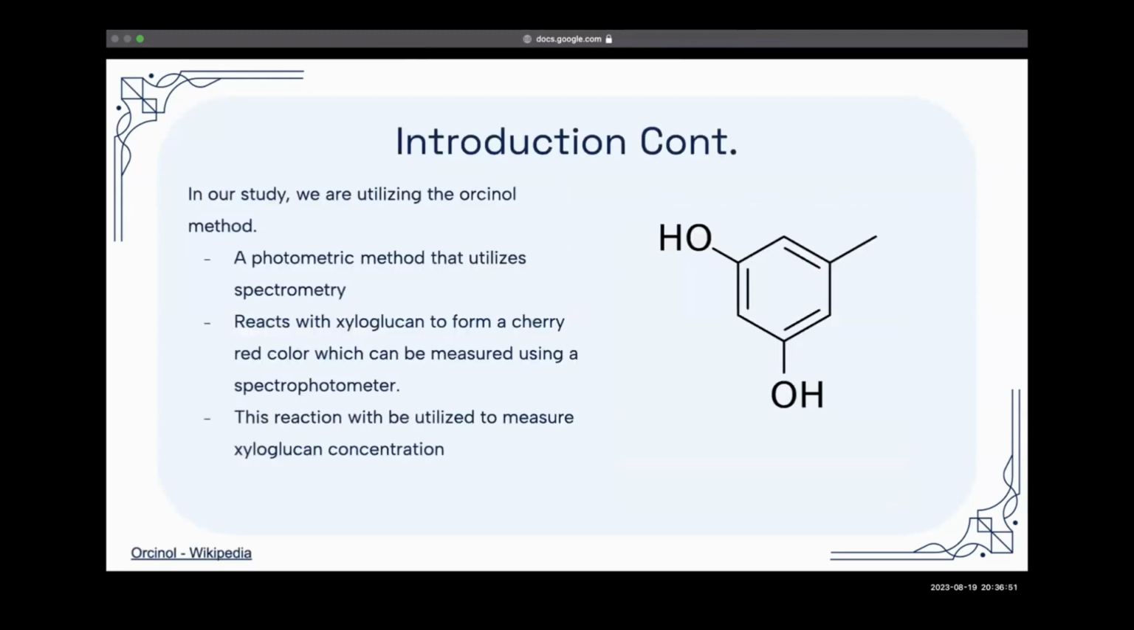In our study, we used the Orcinol method. This is a procedure where orcinol, a compound, reacts with xyloglucan and forms a cherry red solution. The cherry red color can then be passed through the spectrophotometer to measure unknown concentrations of xyloglucan. So it's a really helpful method in our project.